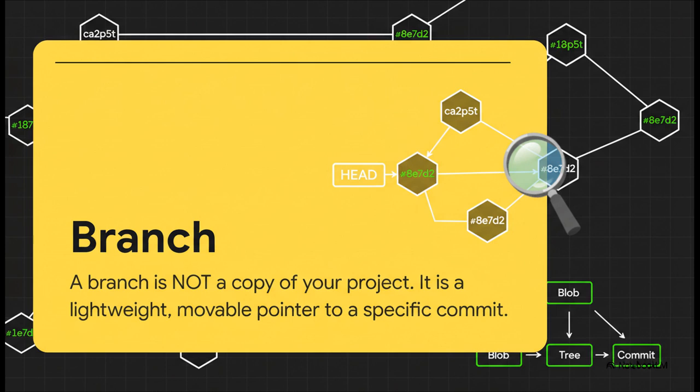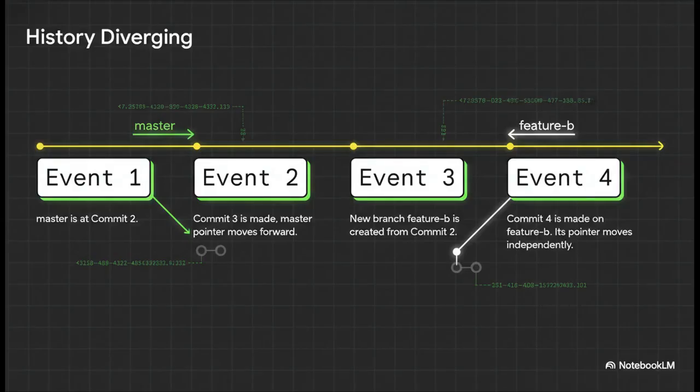All right, now for what is maybe the most misunderstood, but most powerful concept in all of Git. Let's talk about branches. I want you to listen very carefully. A branch is not a copy of your project. It is not a separate folder of files. A branch is just a simple, lightweight, movable pointer. Think of it like a bookmark in a book or a sticky note. It's just a tiny little label that points to one specific commit. That's it.